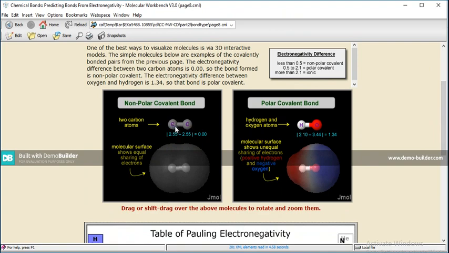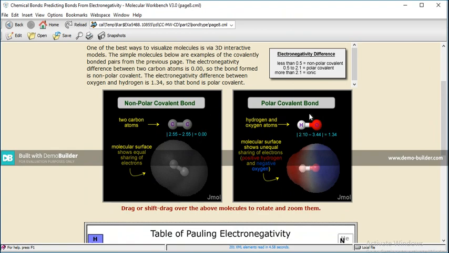When two carbon atoms come together, the difference in electronegativity will be 0. As you see here, less than 0.5, we have a non-polar covalent bond. It means that the bond between carbon and carbon atoms is a non-polar covalent bond. You can check here in different dimensions and see how the molecule will behave. It is a non-polar covalent bond because the difference in electronegativity is 0.